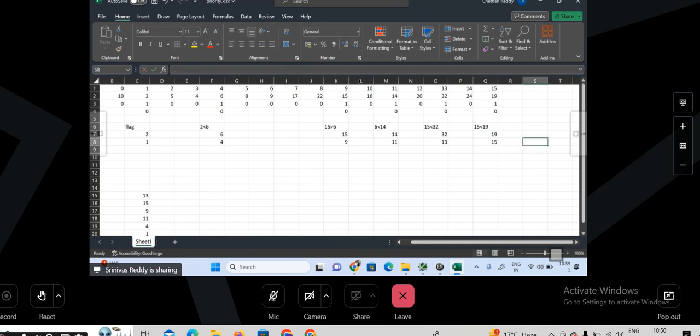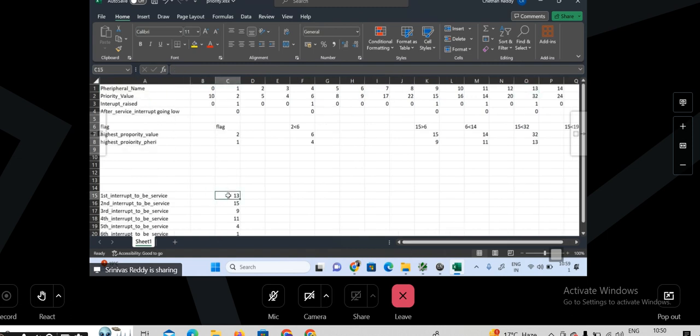Did you understand? Now from this is nothing but my highest priority value. 2, 6, 15, 14, 32, 19 are the priority values, highest priority values. And what is the highest priority peripheral here? Name of the peripheral is what? 1, 4, 9, 11, 13, and 15.